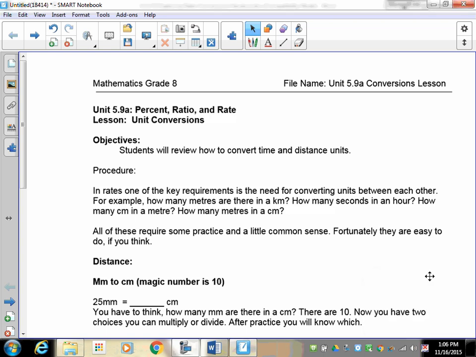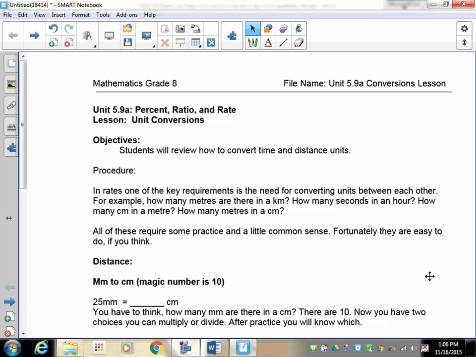Welcome to lesson 5.9a. Now 5.9 is using rates and having you convert time and distance. I've learned in years of teaching that most of you have a lot of difficulty doing this. So rather than just assuming that you can convert kilometers to meters to centimeters, and time, minutes to hours to seconds, I'm going to go over it all with you again so that you can actually figure it out.